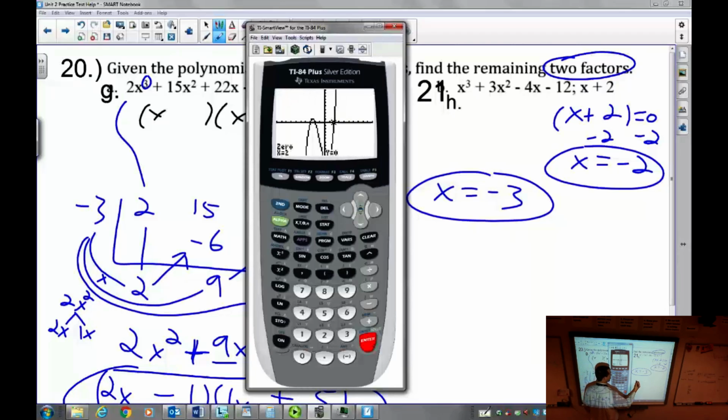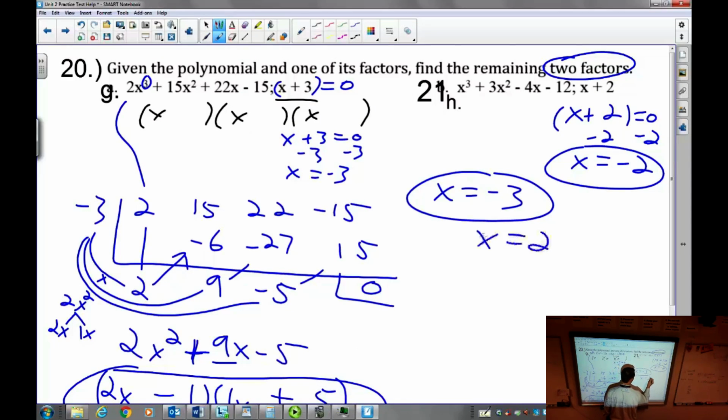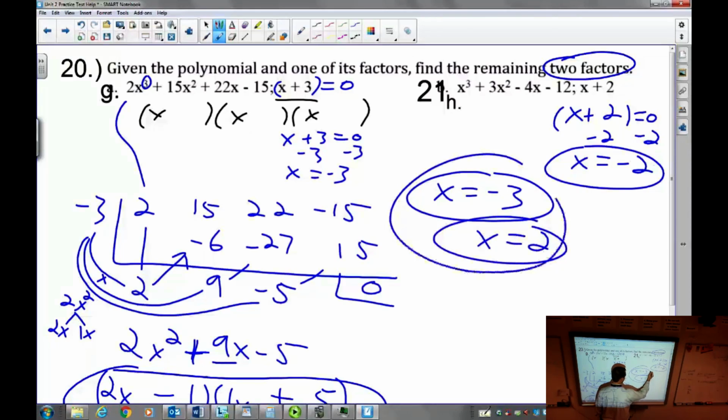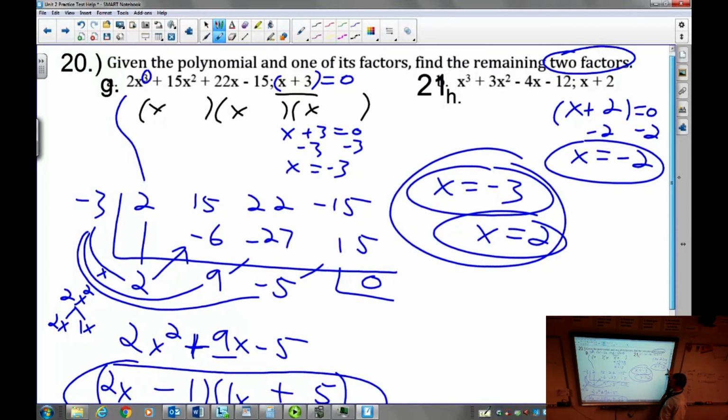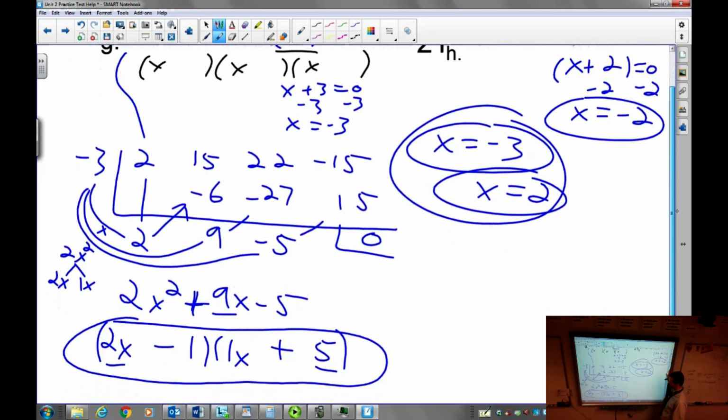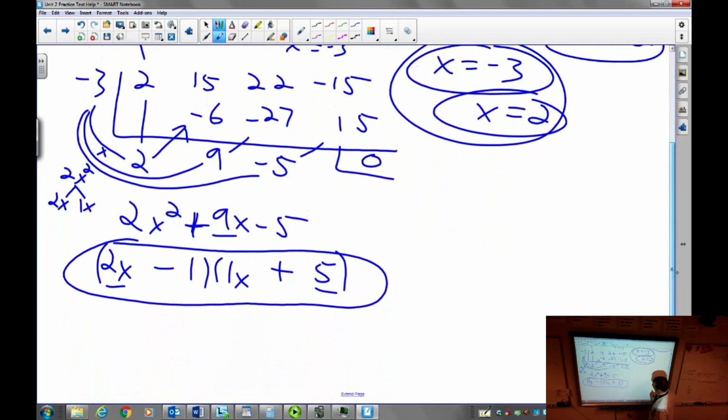2, 0, x equals 2. So x equals 2 is our other zero. So there's our zeros, -3 and 2. And then you know what? For number 20G, or whatever that is, I actually didn't finish this one.